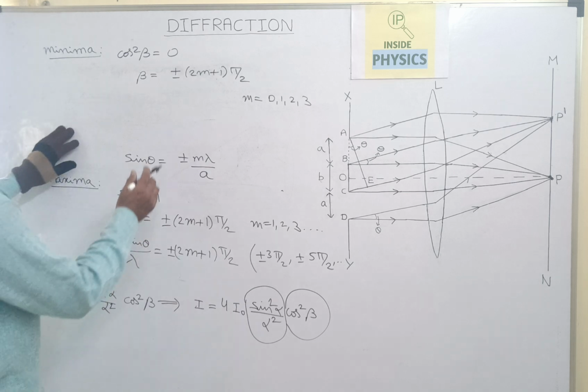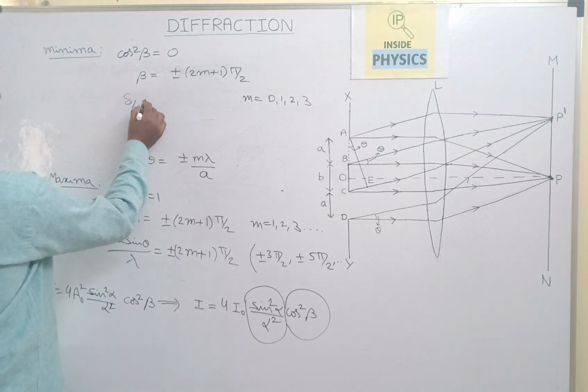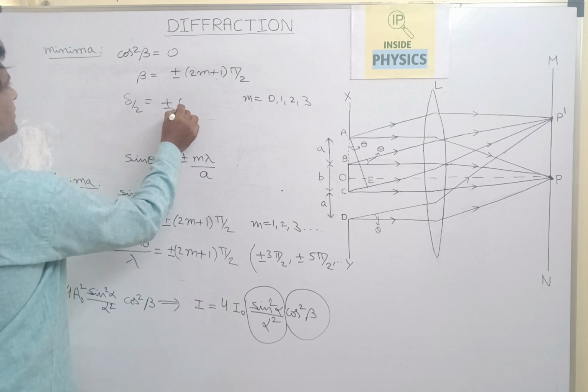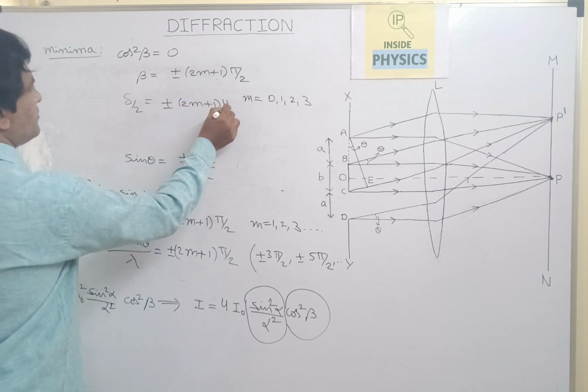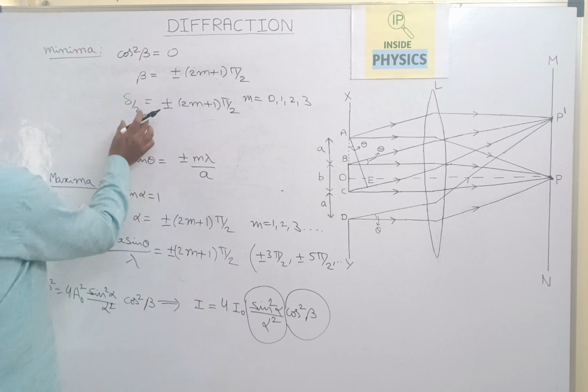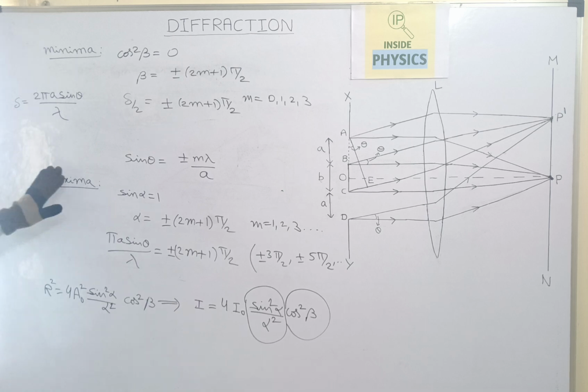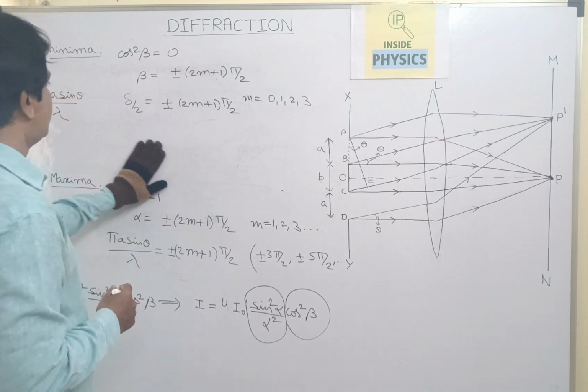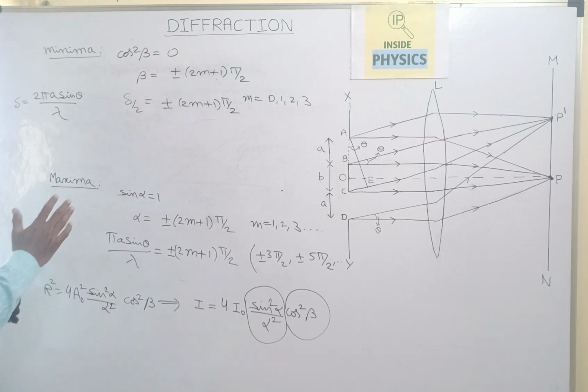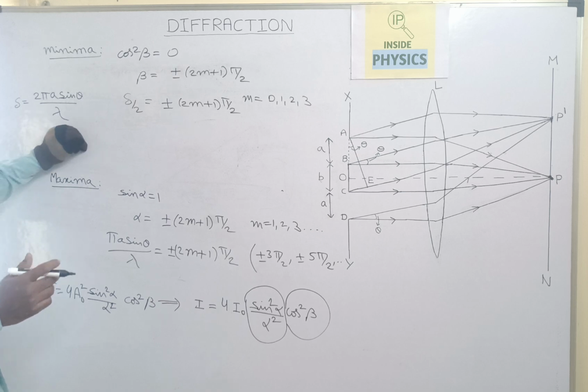For this, beta we already know is delta by 2, which equals plus or minus (2m plus 1) into pi by 2. This delta, what we have taken, is the phase difference, 2 pi a sine theta by lambda. We get these values from the previous single slit derivation, and this is the way to get the conditions for maxima and minima. If you observe, the conditions here are all dependent on the diffracting angle, right?